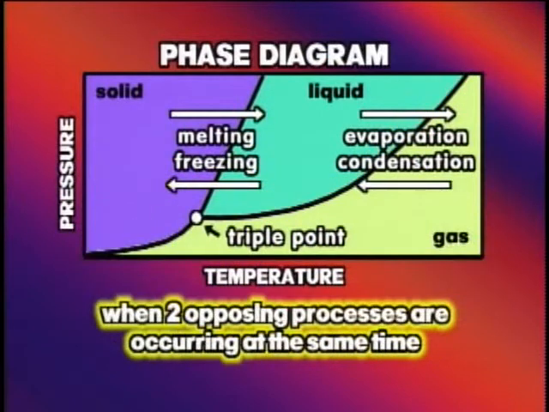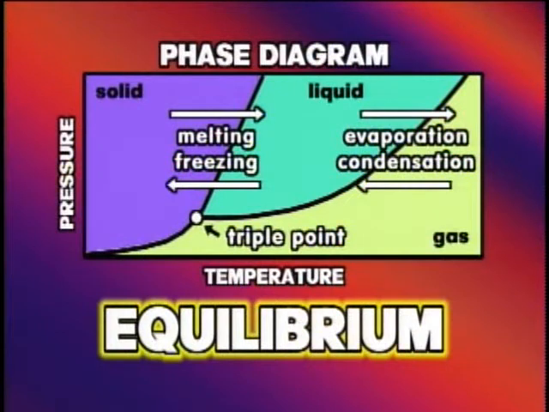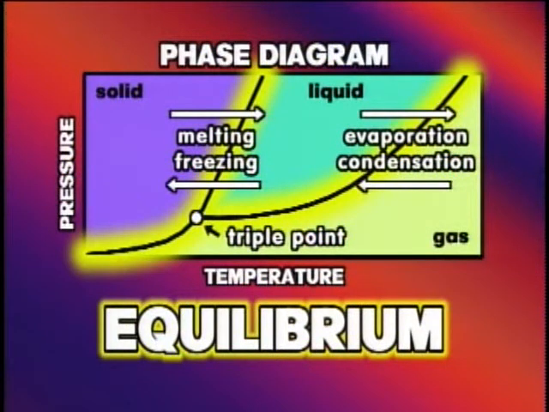When two opposing processes are occurring at the same time, for example, if a liquid is evaporating and condensing simultaneously at the same rate, it is called equilibrium. The lines on the diagram represent the equilibrium point between states.